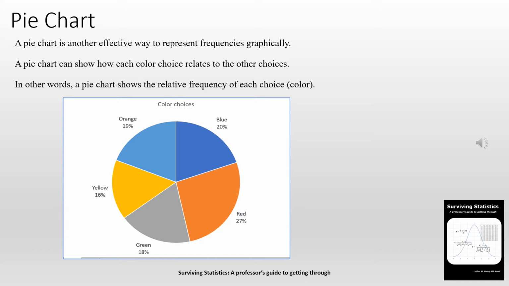What you're seeing now on the screen is a pie chart. A pie chart is another effective way to display frequencies graphically. You'll notice that on a pie chart, each color represents the different choices that the individuals chose for their favorite color. With a pie chart, we see how each of the color choices fits into the whole.